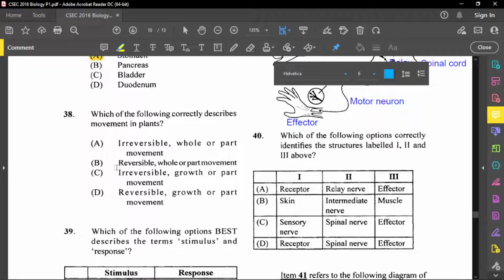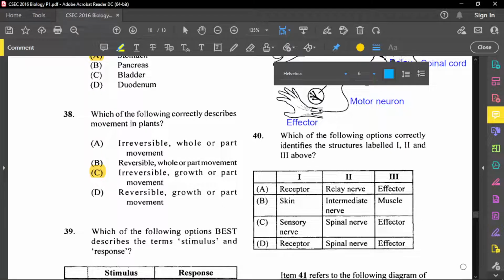Let's see what B is saying. Reversible. No, we can't say reversible, because the growth response in plants is not reversible. Now C says irreversible growth or part movement. Oh yeah, I like this even better because it's a growth or part movement of plants. C is better than A. I like A, but C is better. Let's forget about D. D and B out. But I'm going to work with C for the fact that they said growth, because remember that plant movement is really a growth movement. It can't walk or things like that. It's really a growth movement, like for example, tropic responses. So let's work with that.